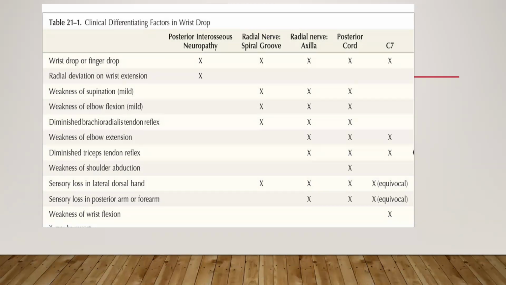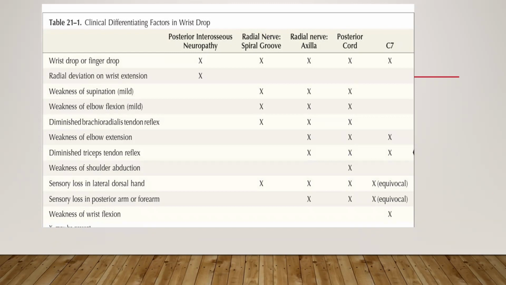Then you go more proximally. So elbow extension becomes weak. Triceps weak and triceps reflex absent is radial nerve at the axilla. So the difference between the groove and the axilla is the triceps. Understood? So PIN, radial groove and axilla.